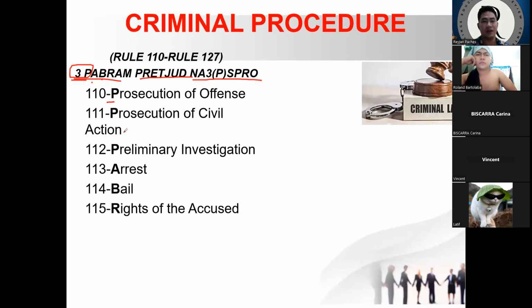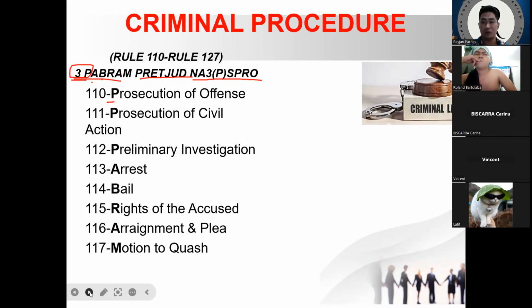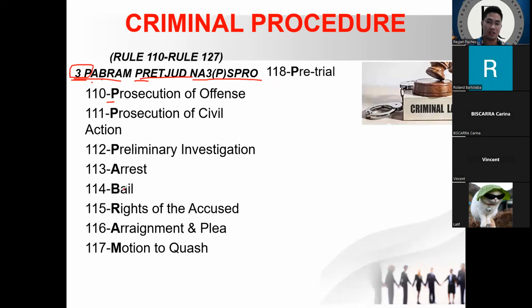Then of course, yung letter M, yung Rule 116, yan yung tinatawag natin na arraignment and plea. Again, Rule 116, that is arraignment and plea. And of course, we have the Rule 117, yan yung tinatawag natin na motion to quash. Okay? Motion to quash. Then of course, yung pre dito, class, ibig sabihin yan, that is Rule 118, yan yung tinatawag natin na pre-trial. Then we have the letter T, of course, that is the Rule 119, that is trial. Then of course, Rule 120, that is what we call judgment. Okay, kaya meron tayong Jude dito.